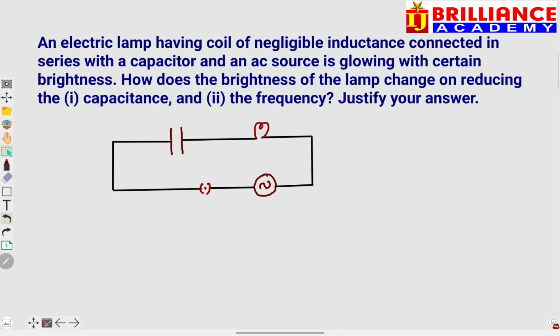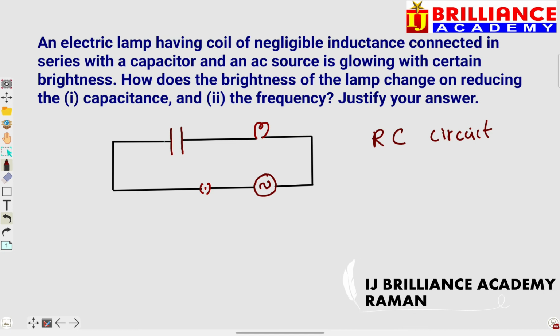Now students, here we are seeing a very similar question. An AC source is connected with a capacitor and a lamp, so basically this is an RC circuit. Let me read the question. An electric lamp having a coil of negligible inductance, connected in series with a capacitor and an AC source, is glowing with certain brightness. How does the brightness of the lamp change on reducing the capacitance? They are reducing the capacitance.